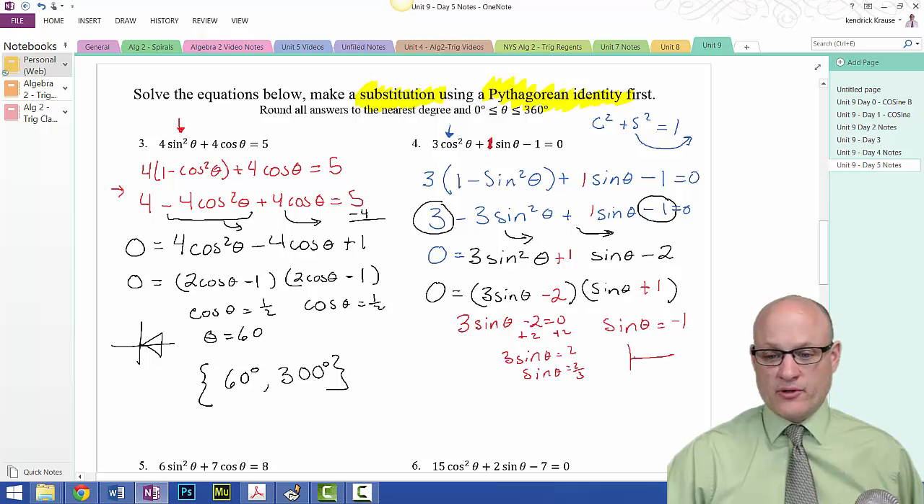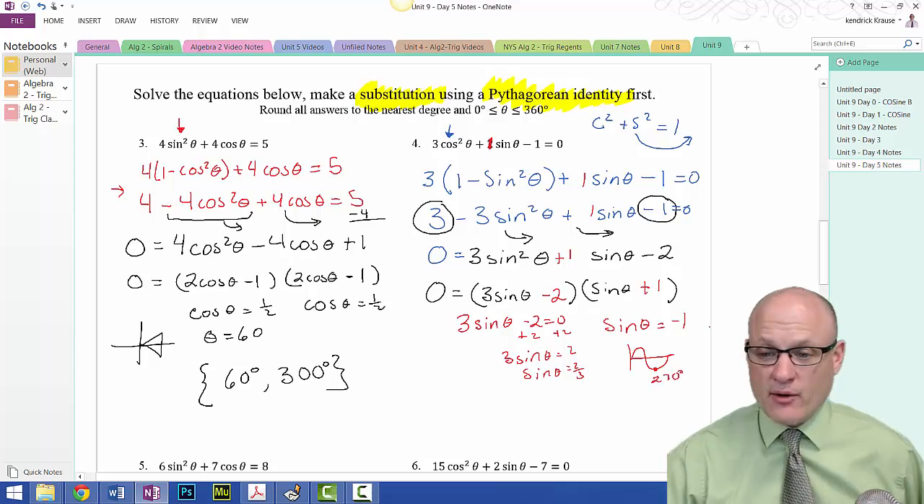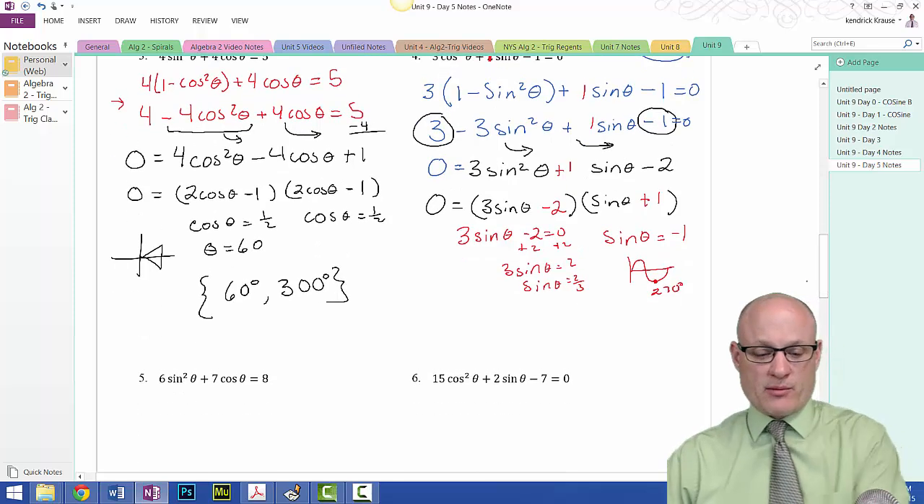I draw my picture for this. There's my sine curve, and it equals negative 1 down here at 270 degrees. You should know that by now, I hope. For the other one, I'm going to need my calculator.